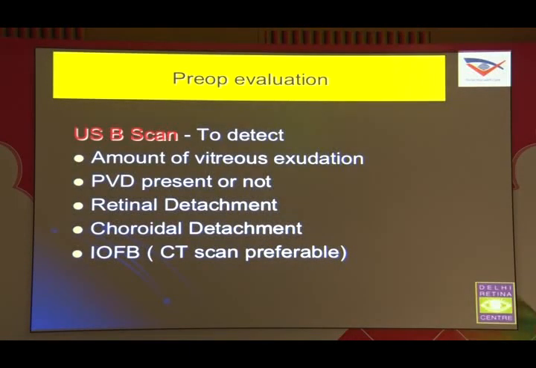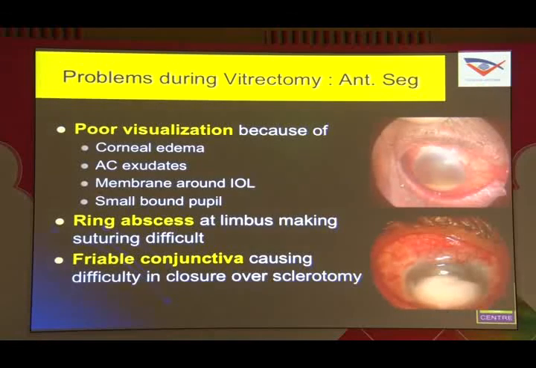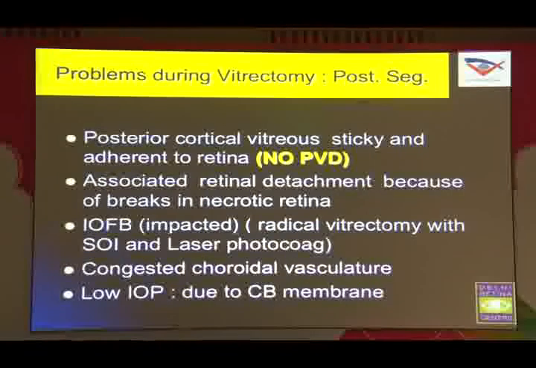Saurabh has already told you about looking at the USG findings. We have to look at retinal detachment, choroidal detachment, and intraocular foreign body. And if you have poor visualization, a ring abscess, or a friable conjunctiva, then it becomes difficult. The problems during vitrectomy are that you may not have a PVD, so it's difficult to do a complete vitrectomy, and we normally do not wish to induce a PVD. There may be an associated RD, intraocular foreign body, or congested choroidal vasculature.